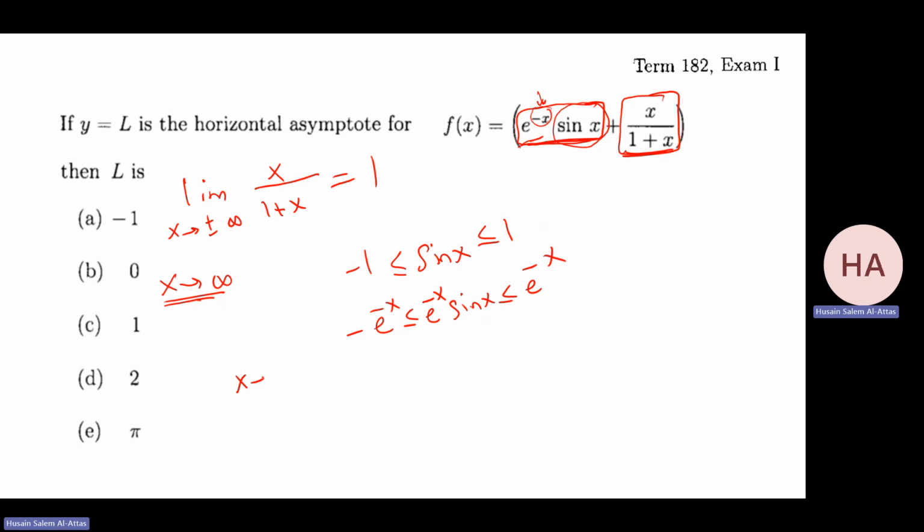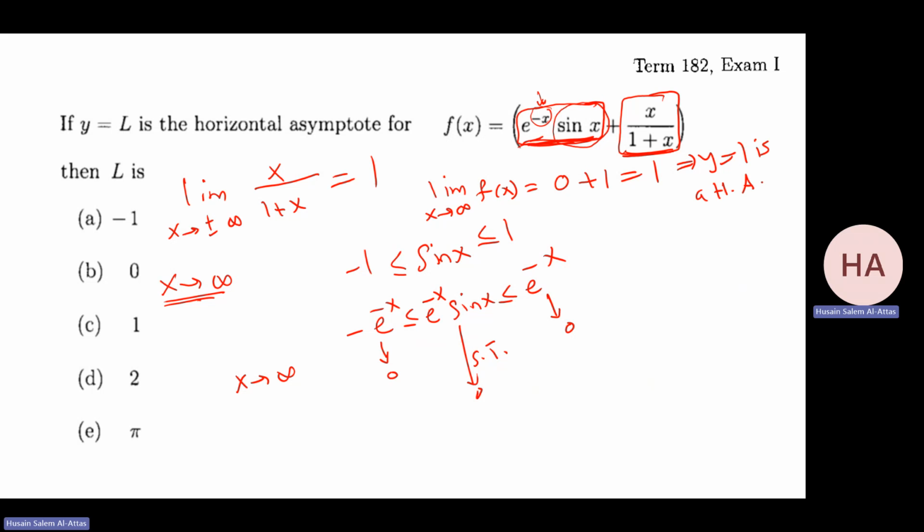As x goes to infinity, this goes to 0 and this goes to 0. So for sure, this goes to 0 by the sandwich theorem. So if I want the limit as x goes to infinity of f of x, it will be the limit of this, which is 0 plus 1, it is 1. So I have y equals 1 is a horizontal asymptote. That I'm sure about.